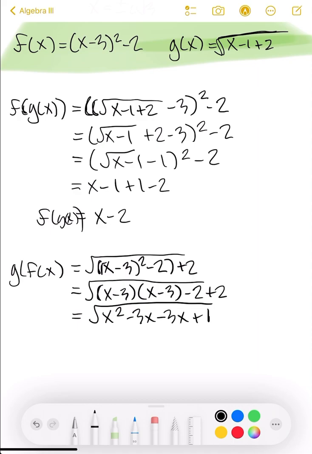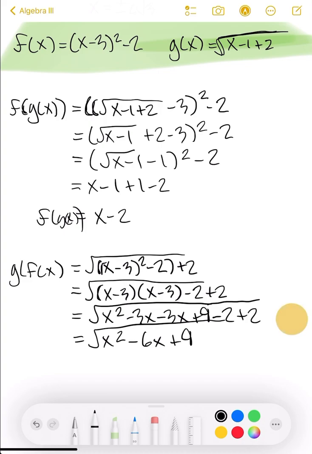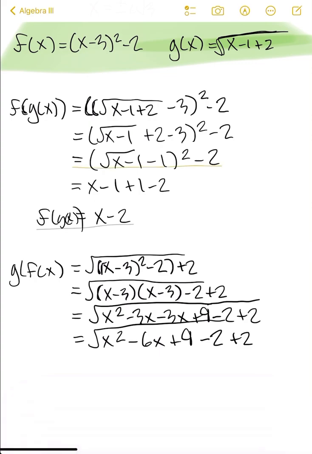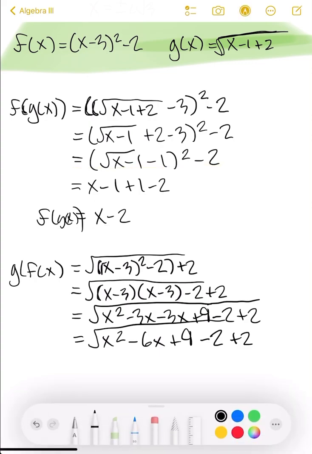So this is front, outside, inside, last, plus, and also including the -2 and the 2 that was included. So we're going to combine all like terms. So x squared, there is no other term with x squared in it, so that's going to be by itself. This would be -6x plus 9, and then we have a -2 and a +2, so essentially we're adding that into 9.